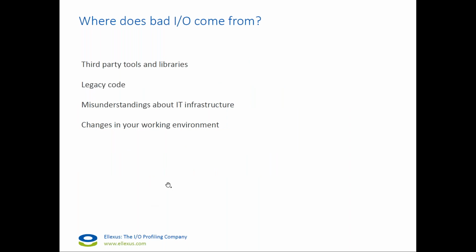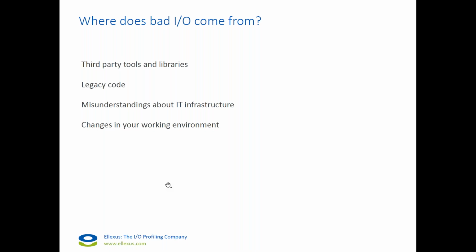So bad IO can come from a number of places. It could come from third-party tools and libraries, particularly legacy code. Compute infrastructure and storage has changed a lot over the last few decades even, and what was good practice 20 years ago is not necessarily good practice now, but there are still applications that assume that storage is fast and local, and that causes a lot of problems.